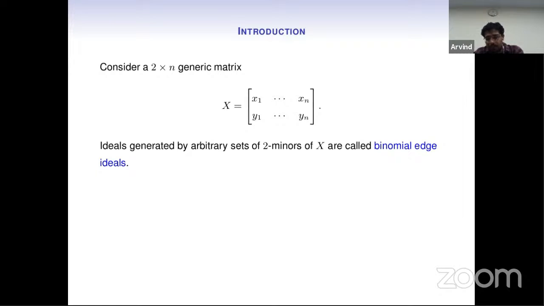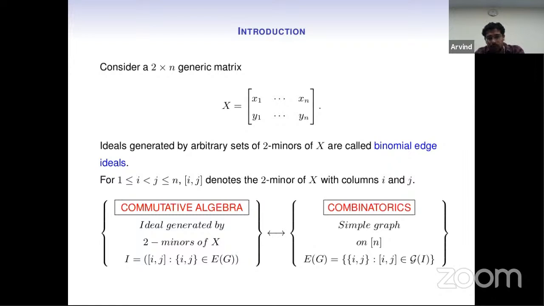There is a nice interpretation between ideals generated by 2-minors of matrix X and a simple graph on n vertices. Basically, if we consider I to be an ideal generated by 2-minors of this matrix X, then we can define a graph on n vertices in the following way. The edge set of G: ij will be an edge of G if and only if the 2-minor ij belongs to the ideal I, and vice versa. In this way, these ideals have a nice connection with finite simple graphs.